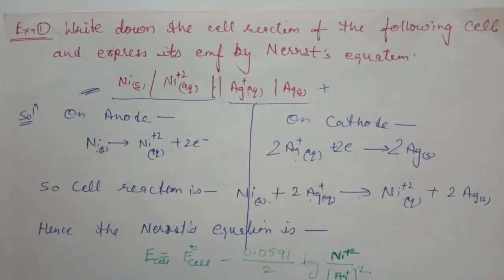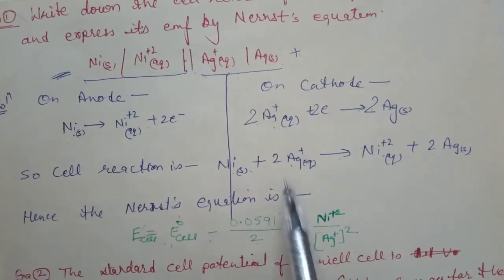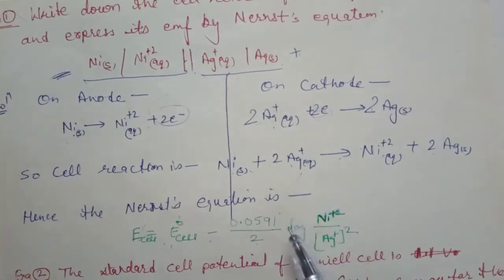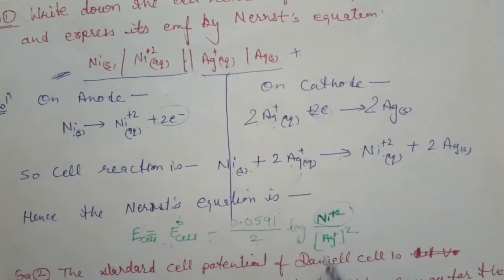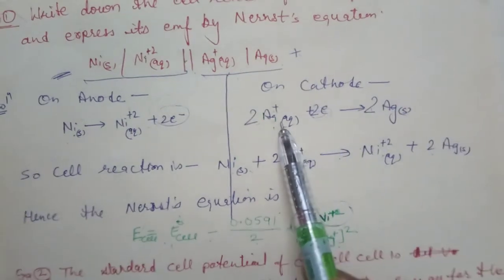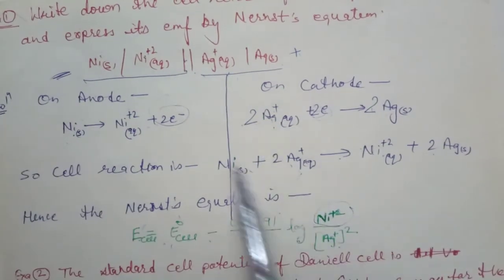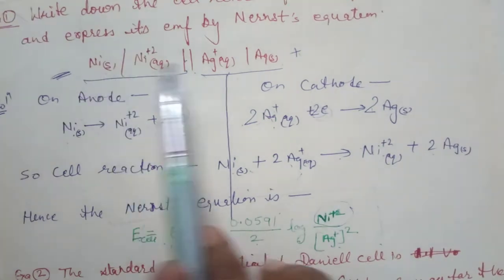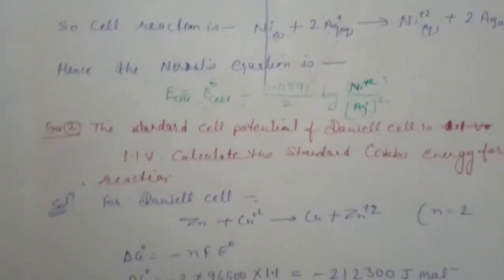For this, the Nernst equation can be written as E cell is equal to E° cell minus 0.0591 upon 2, because 2 electrons are exchanged in the cell, log anodic concentration, meaning the concentration of Ni²⁺, upon cathodic concentration, meaning the concentration of Ag⁺ squared, because here it is 2Ag. This is the expression for the nickel-silver cell as the Nernst equation. Clear? Now see example number 2.